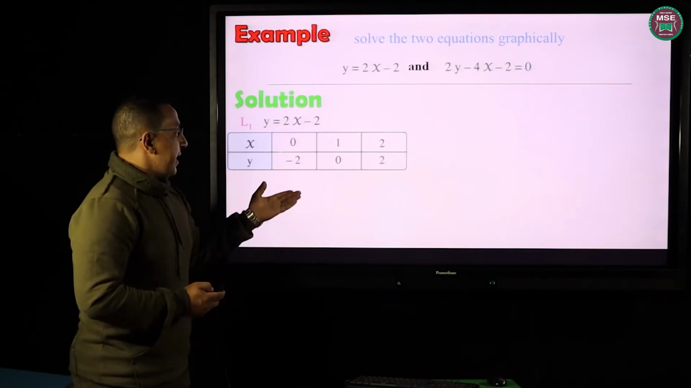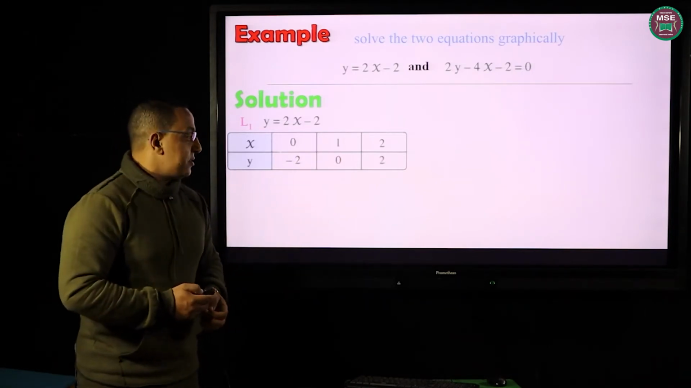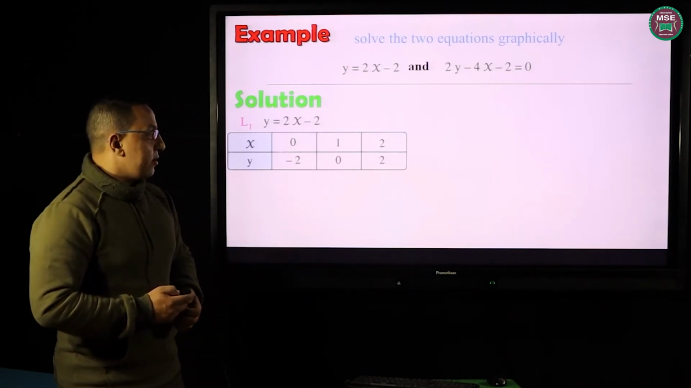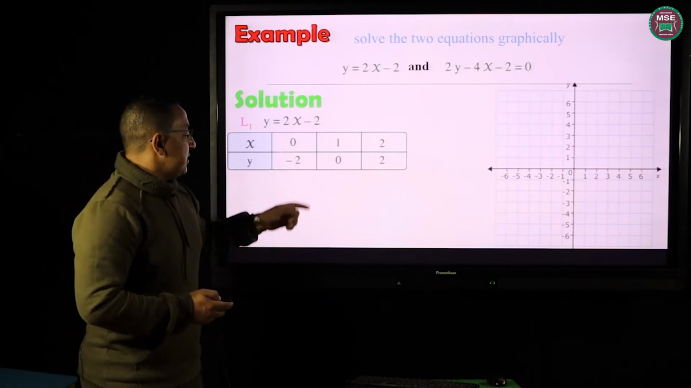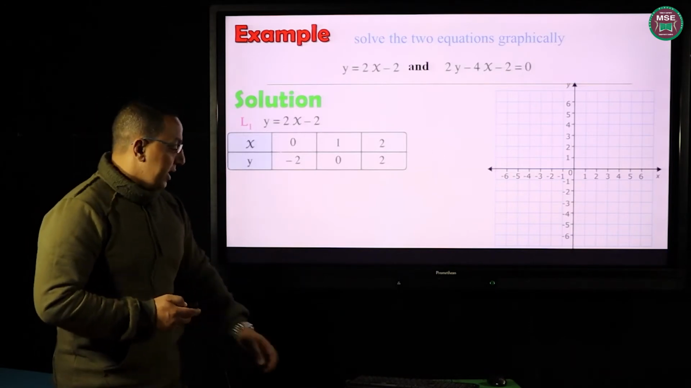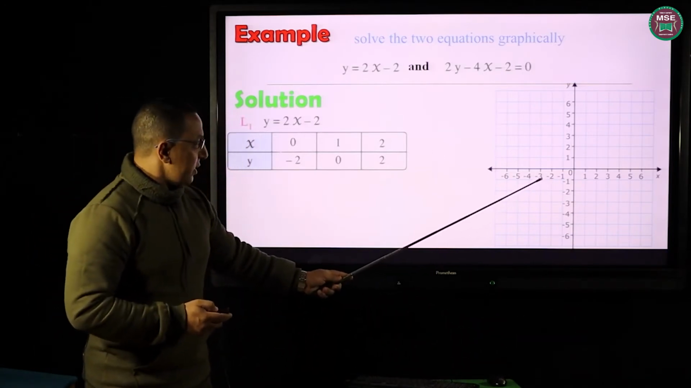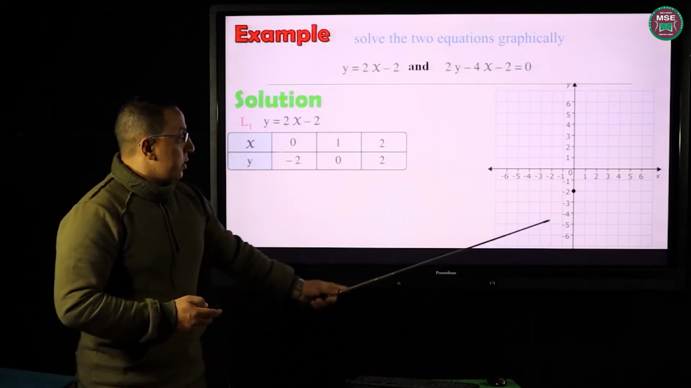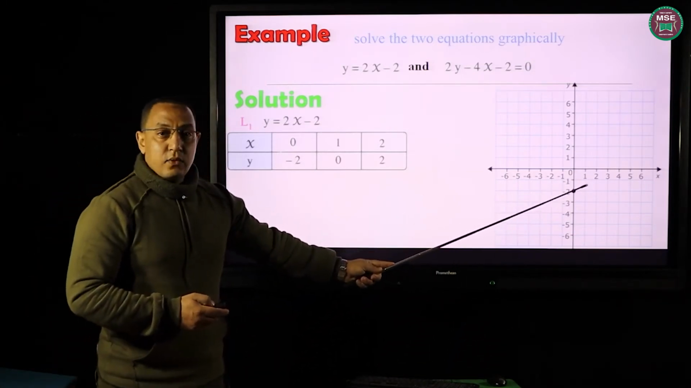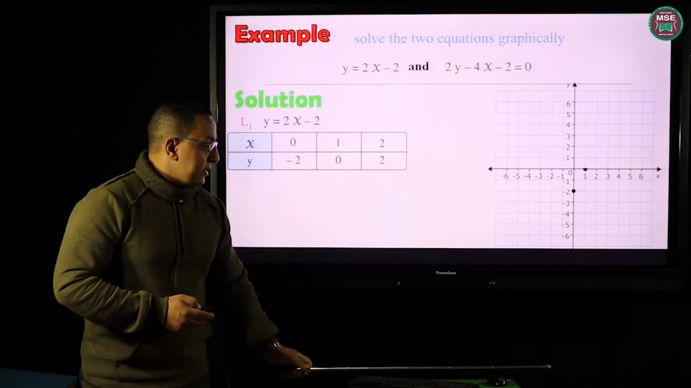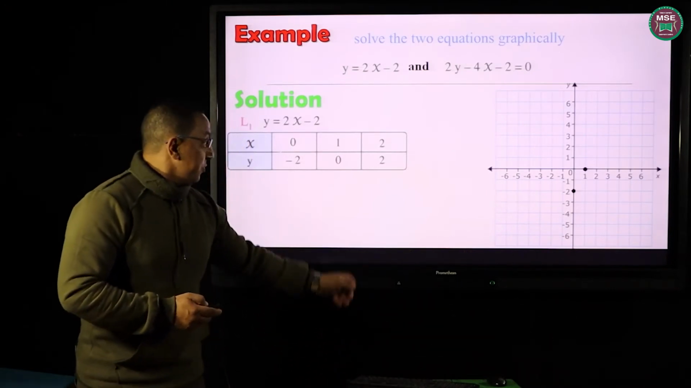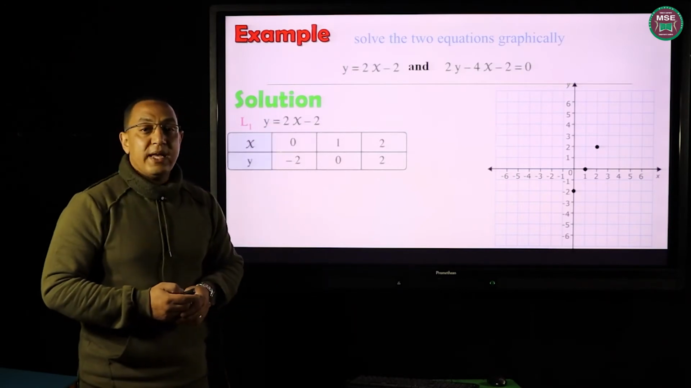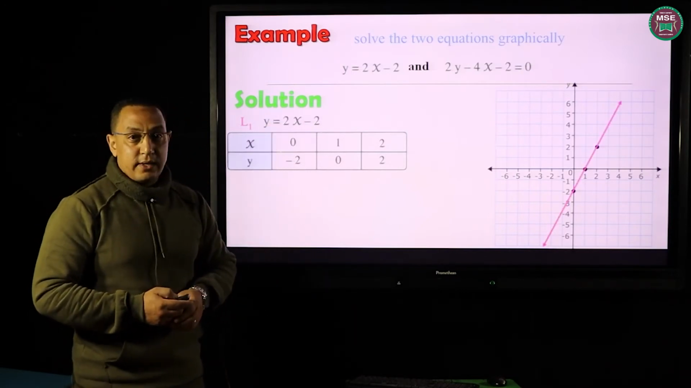Okay. Now, I'm going to represent the 3 values of x and y on the graph like this. Here, 0 and negative 2 lie here at the y-axis in this position. 1 and 0 lie here on the x-axis in this position. Finally, 2 and 2 as we see here. And then I'm going to connect the 3 points by a straight line like this.